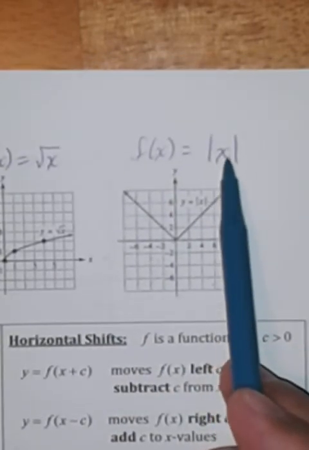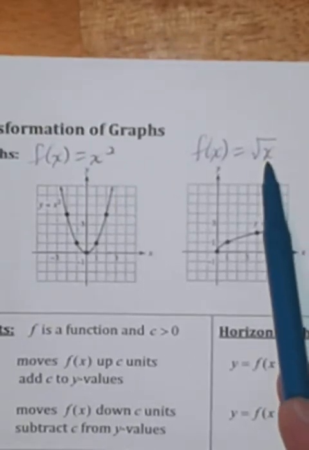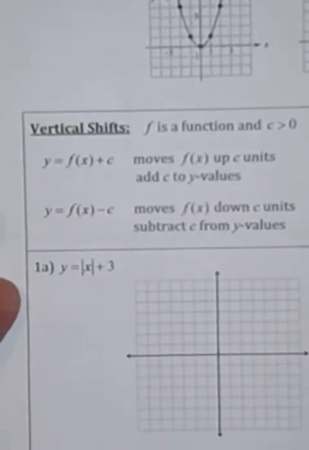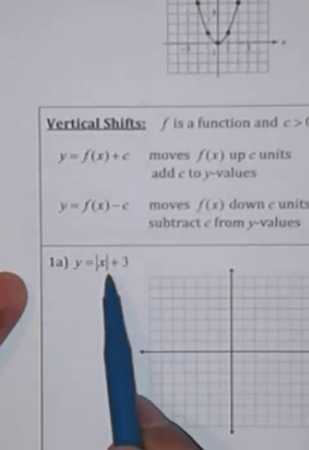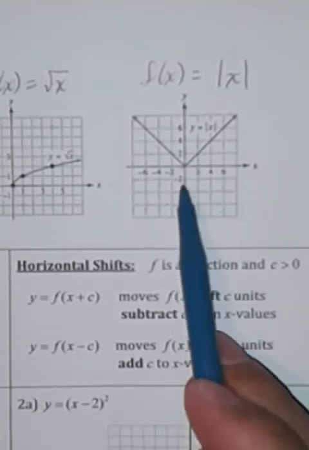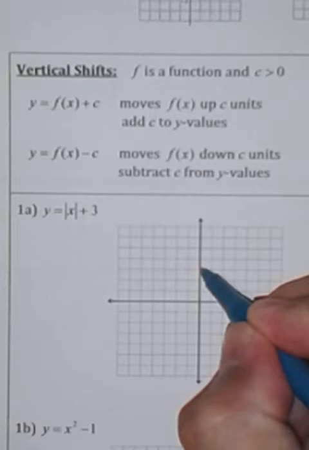Okay, inside the argument, inside the absolute value. Outside the argument, outside the absolute value, or outside the square root, and so on. So this is outside the absolute value. That means outside the argument, so it follows this. Plus 3 means 3 up, and it's the absolute value function shifted 3 up. So I'm going to shift the vertex 3 up. 1, 2, 3. Here's my vertex now.